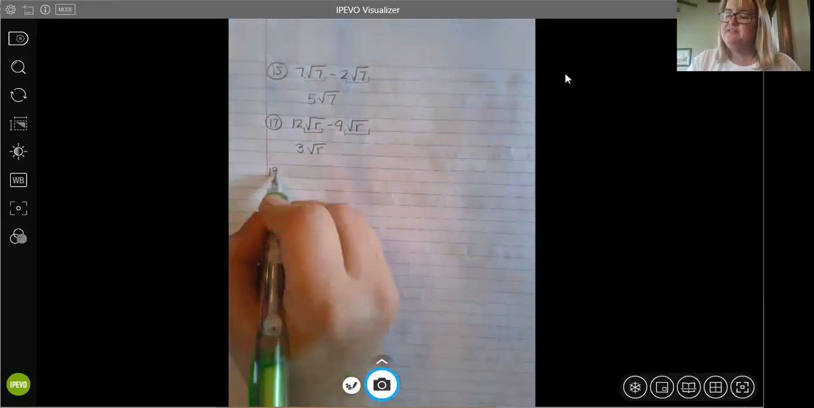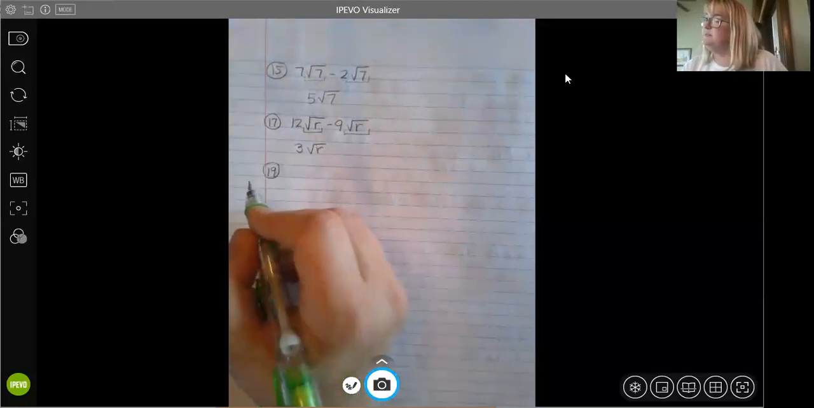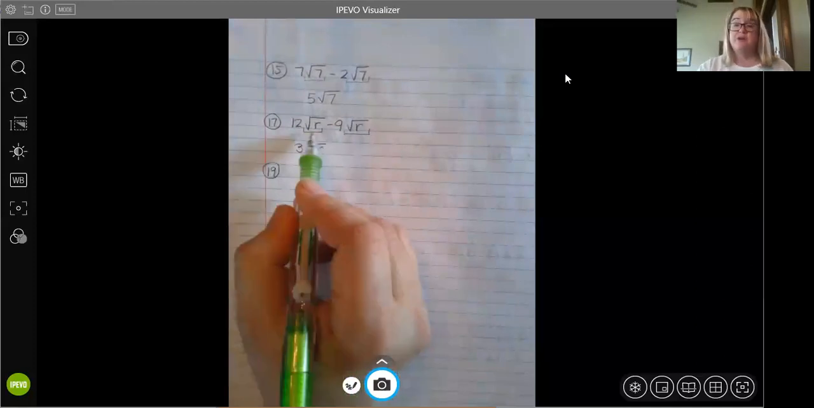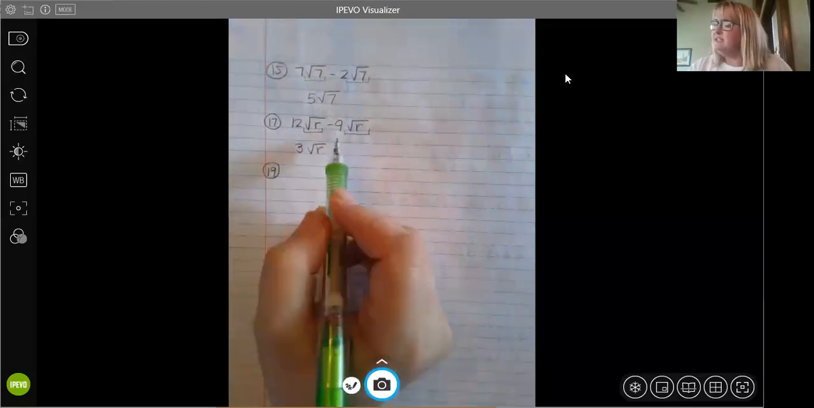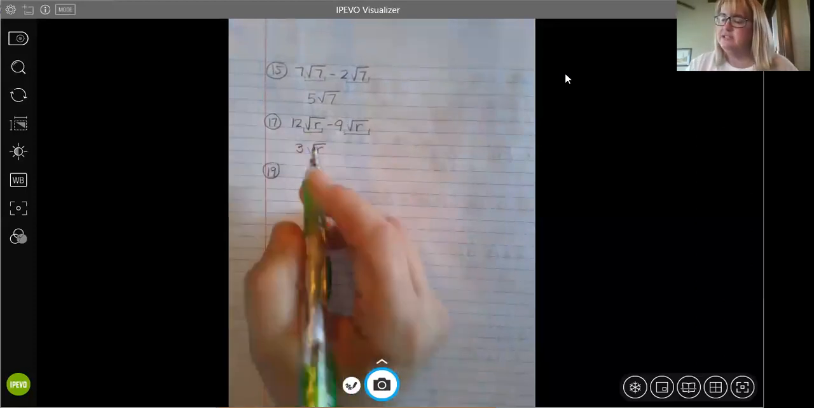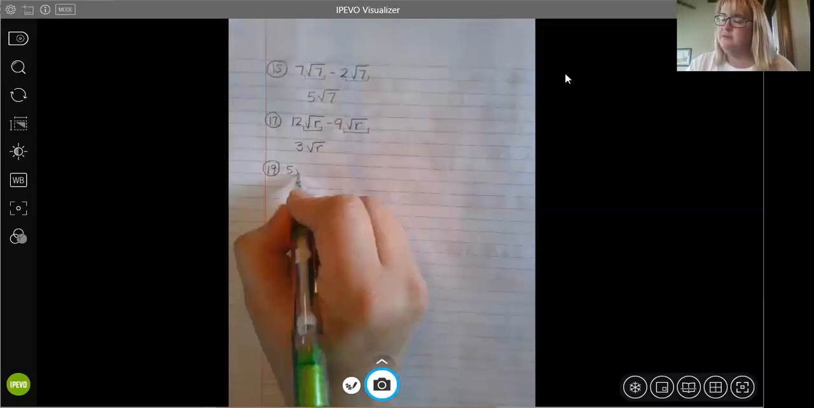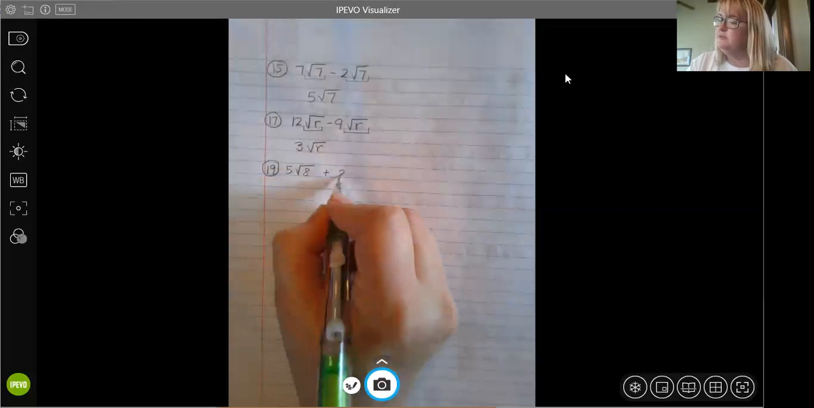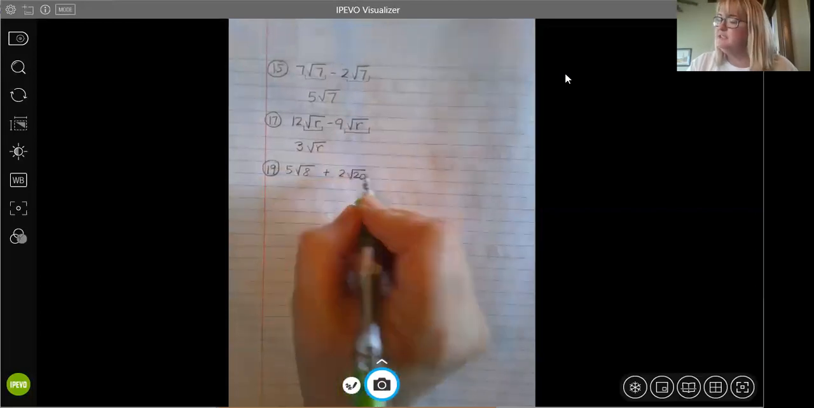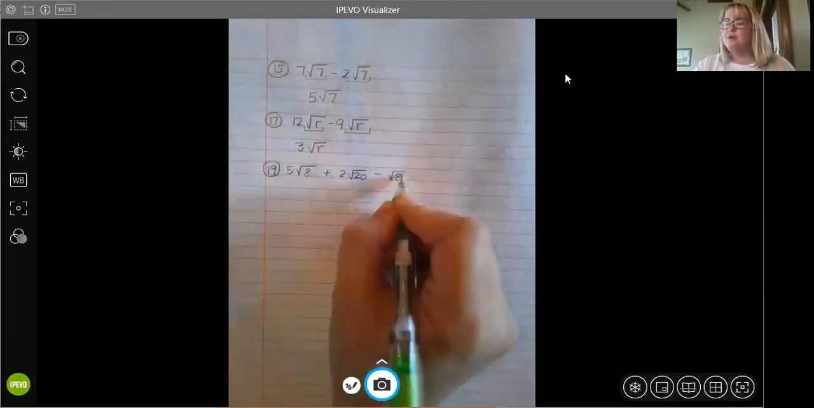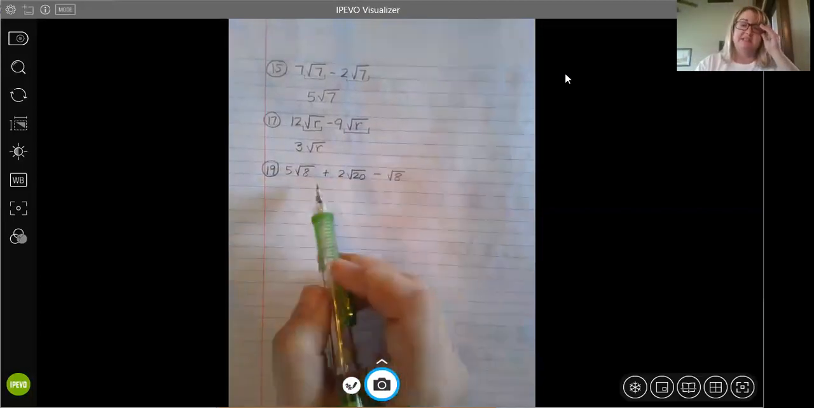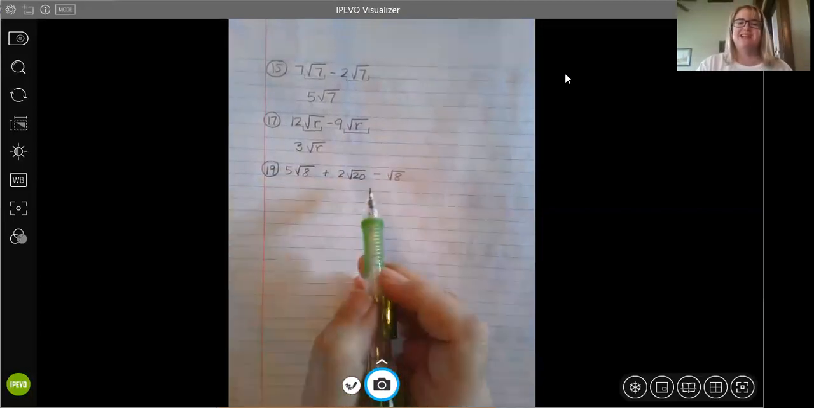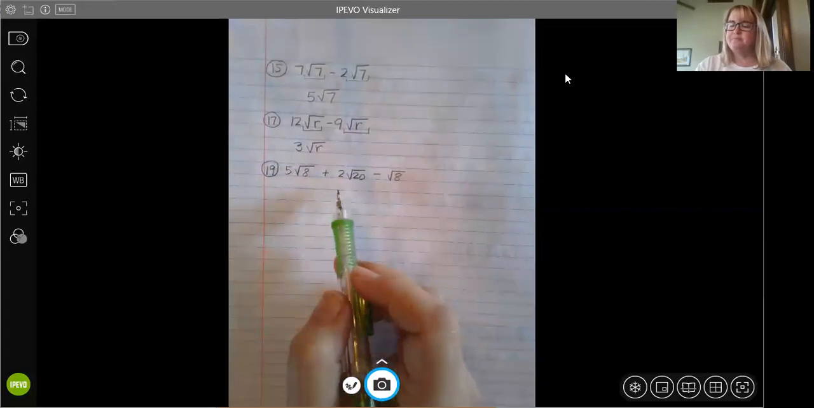These were, 15 and 17 were pretty simple because we were dealing with all the same units. But 19 is a little bit trickier. Let's look at it. 5 times the square root of 8 plus 2 times the square root of 20 minus the square root of 8. All right, the problem with these, they are not in simplest form. So we are going to try to get them in simplest form.